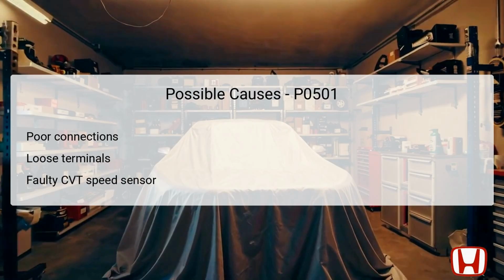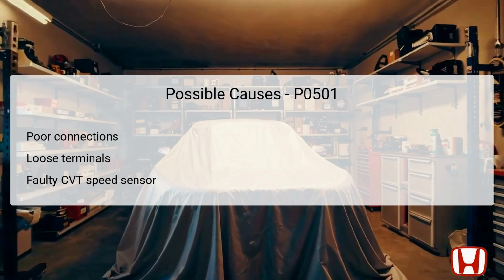Several factors can trigger the DTC P0501. One common cause is poor electrical connections between the CVT speed sensor and the TCM. If the connection isn't secure or has corrosion, it might affect the signal sent to the TCM. Loose terminals are another potential issue. Terminals must be properly seated for accurate data transmission.